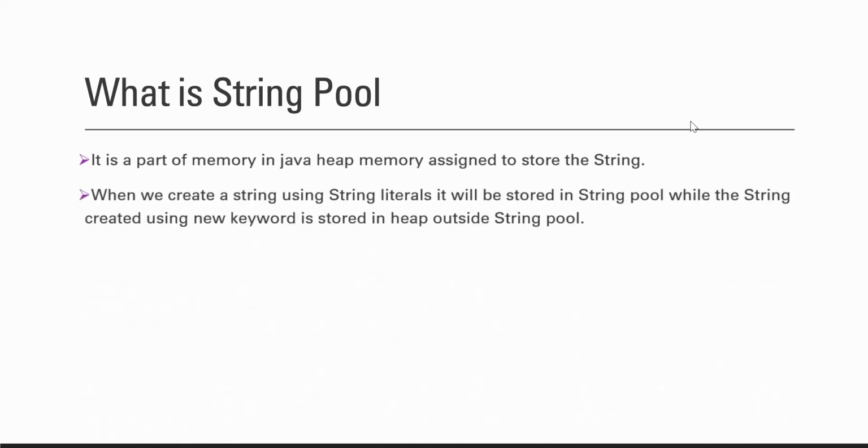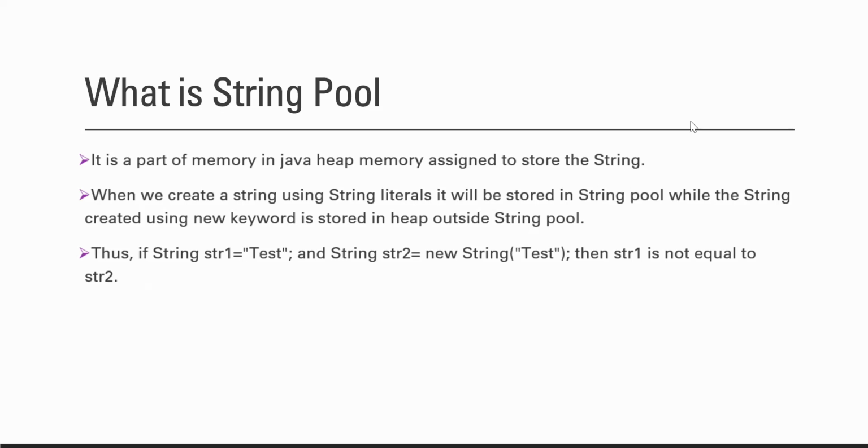The string pool is nothing but a part of the memory in the Java heap memory where we store strings. A string will be stored in the string pool only if it is created by using string literals. If we create a string by using the new keyword, then it will be stored in the heap outside the string pool. Suppose there are two strings, str1 and str2. One I have created by using string literals, the second by using the new keyword. It means that str1 and str2 will have the same value, but they are not equal. There is one function: if we call it on str2, it will point to the string pool memory. That is the intern function.